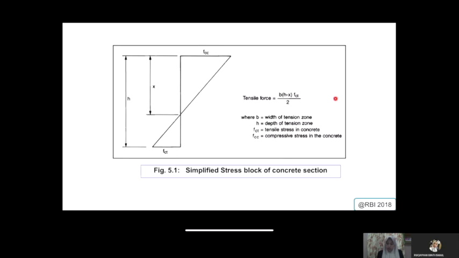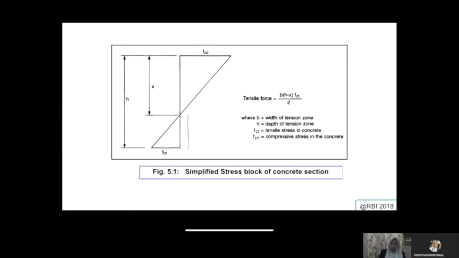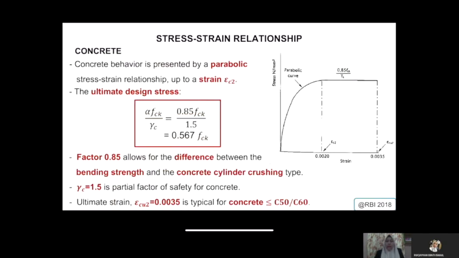This is the simplified stress block for the concrete section, and you can see all the notation written. This is your Fcc for the compressive part, this is for your tension, your x, and also your h. We also always say this one is h minus x. Now let's take a look at the stress-strain relationship for materials used for a prestressed beam.